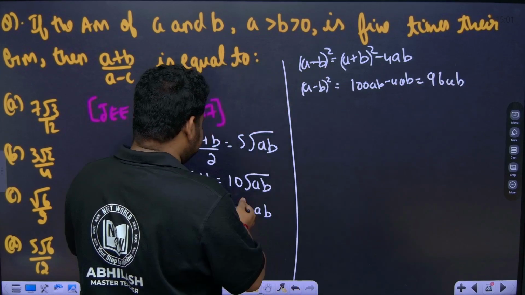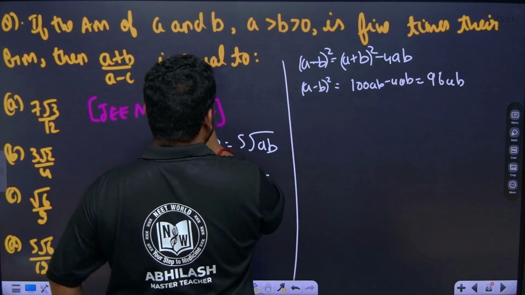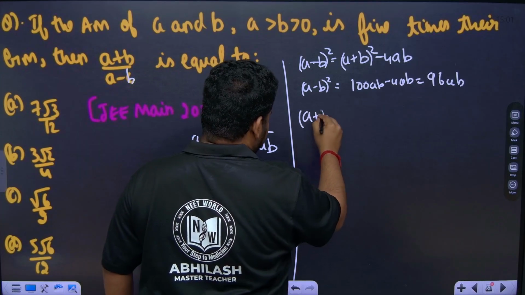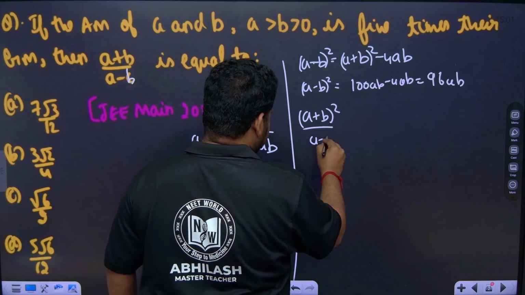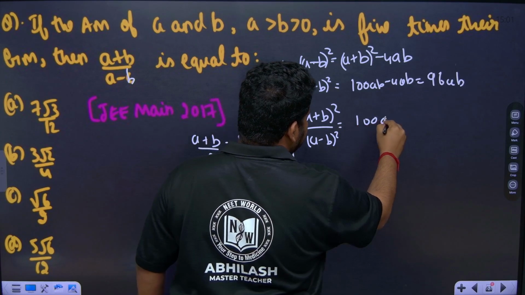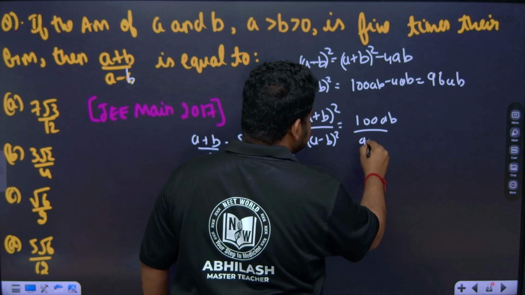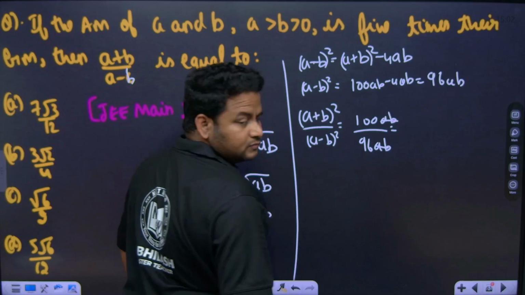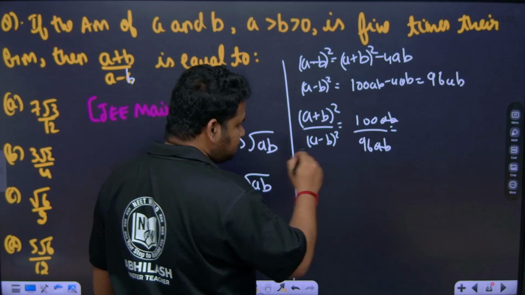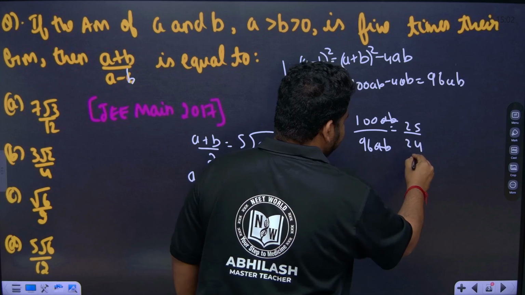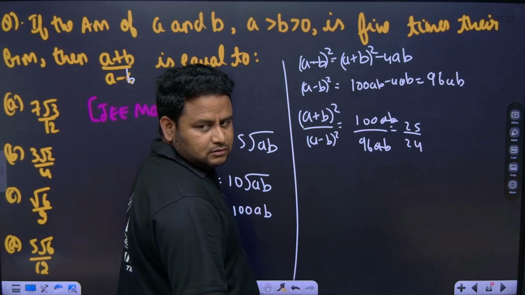So I will divide this and this. I want A plus B by A minus B. So (A plus B) whole square by (A minus B) whole square is equal to 100 AB by 96 AB. This I can cancel. What I will get? If I cancel this, 4 into 25 is 100, 4 into 24 is 96, so it is 25 by 24. Correct?